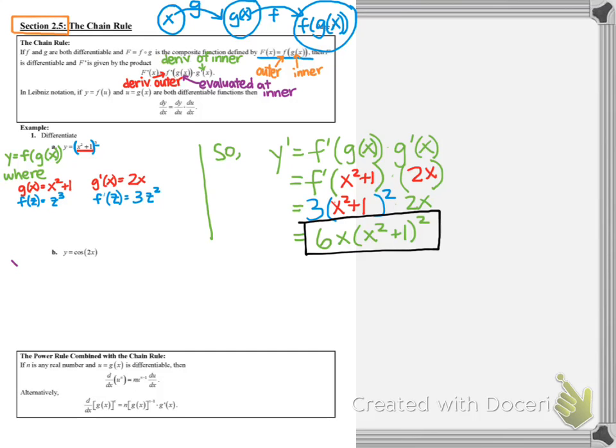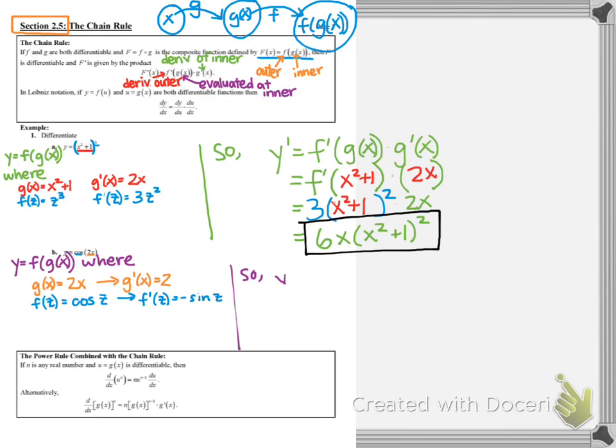Let's take a look at another example. y equals cosine 2x. In this case, y is f of g of x. It is a composition. And here, this is where your g of x would be the 2x, which g prime would be 2, and our f of x, or we'll call it f of z, would be cosine z. f prime of z would then be negative sine z.